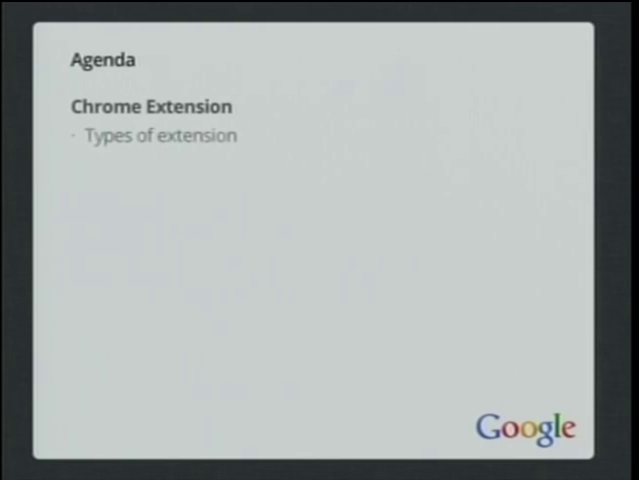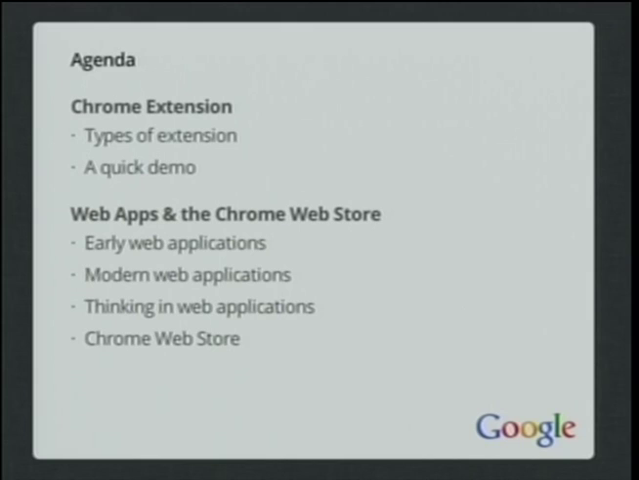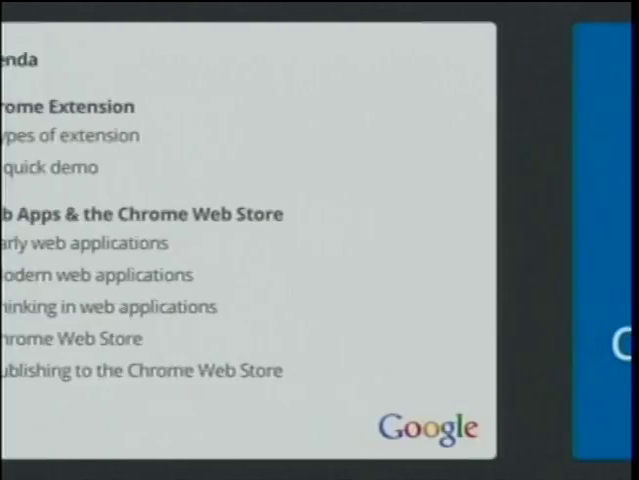So we're going to talk about Chrome extensions, the different types. We're going to skip the demo, and then we're going to jump into web applications and what it means to be a web application. Some of the early web applications, from the mid-90s and early 2000s, to modern web applications that you use today. How to think about them, and then how you can take advantage of the Chrome Web Store to really get your application into the hands of a lot of people, that 160 million users that I talked about earlier. So let's just jump into Chrome extensions.